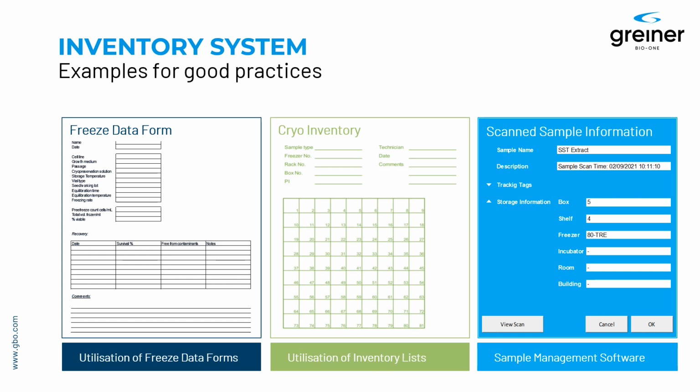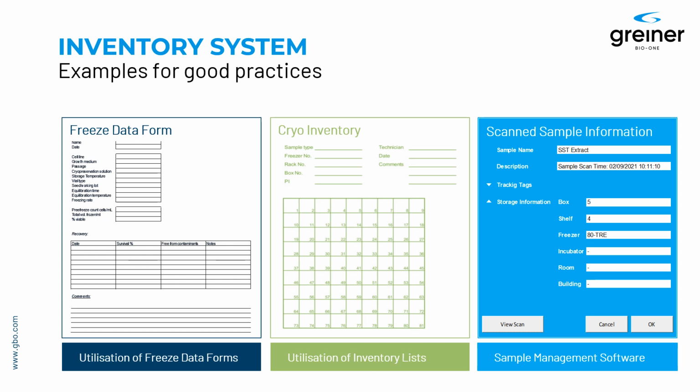On the left-hand side, you see a freeze data form. These freeze data forms allow for writing down everything around the freezing protocol, the freezing process, and later on the recovery and also assessment of quality and viability of your samples and your cells. So what you achieve with these forms is that you can correlate all the specific data of your freezing protocol with how viable the cells were afterwards. In other words, this allows for optimizing your freezing protocols towards a better recovery and viability.